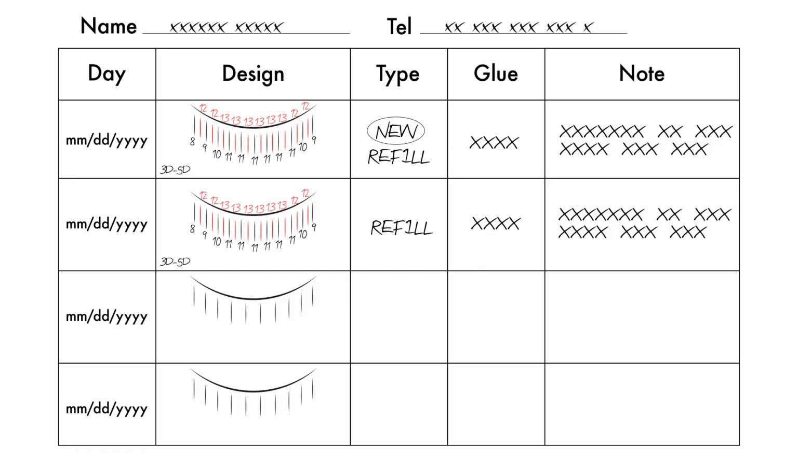Finally, we fill in the customer sheet: the date, the same effect as the same arrangement of the volumes. Type of treatment, no longer new but retouching, and in the notes I will write that I have added more rays than on the first treatment.